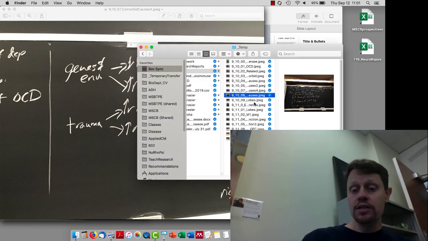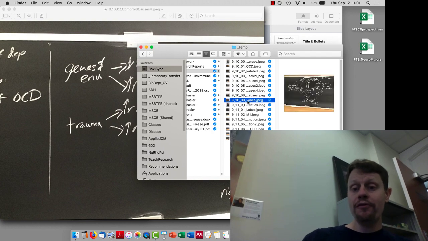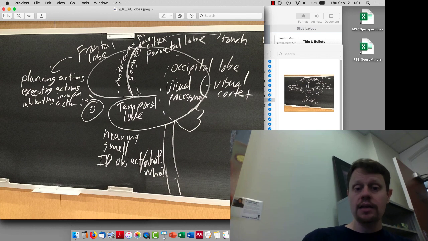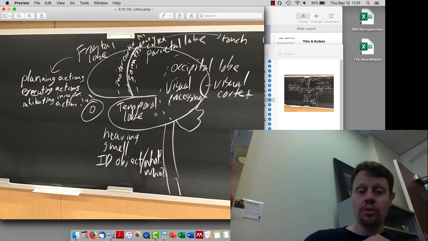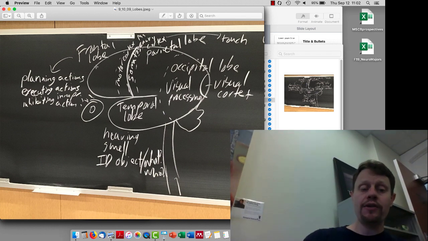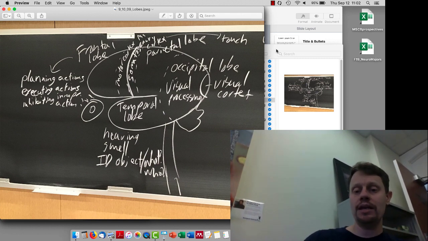Today, we went on to talk about brain changes associated with OCD. But before that, we talked about general functions of the different lobes of the cortex. The occipital lobe includes primary visual cortex and is involved in visual processing in general. The temporal lobe is involved in hearing and smell and object identification. The parietal lobe has somatosensory cortex, which is involved in touch, and also in locating where things are in space and how they're moving. And the frontal lobe, we're going to talk a lot more about, but it's involved in planning actions, executing actions, and inhibiting inappropriate actions.